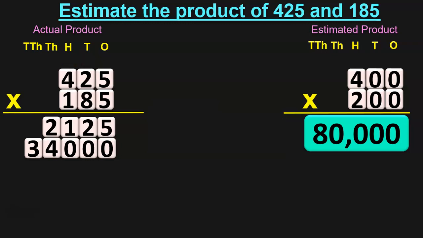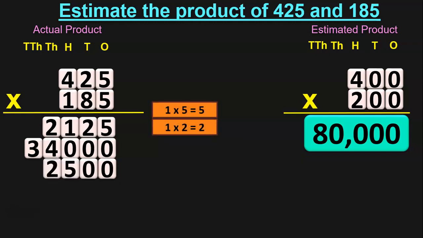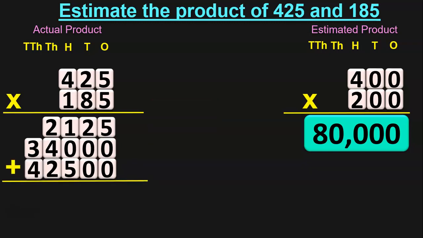Now, we have to multiply 425 by 100 because 1 is there in the hundreds place. Before that, you'll have to add a 0 in the ones place, another 0 in the tens place. Now, 1 into 5 is 5. 1 into 2 is 2. 1 into 4 is 4. Now we'll have to add all these three products.